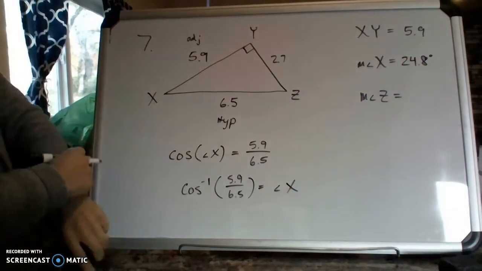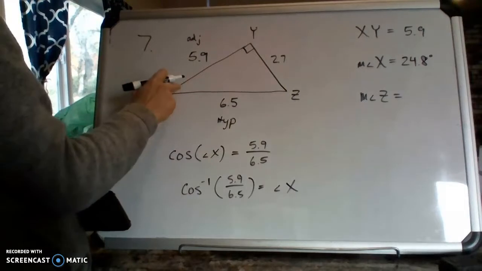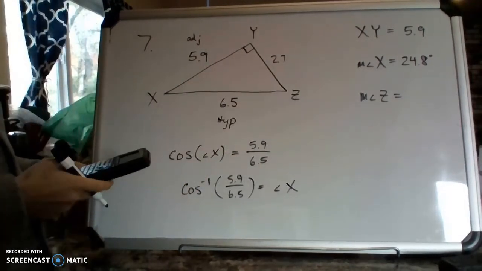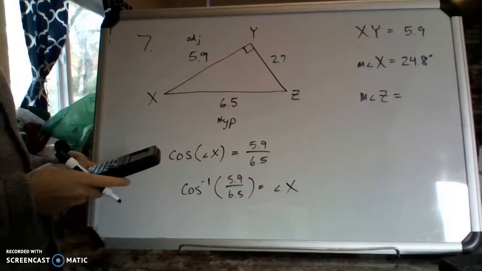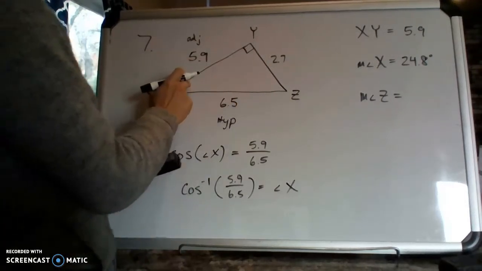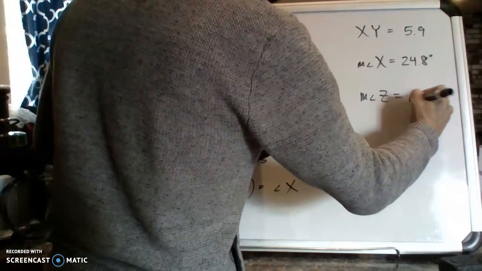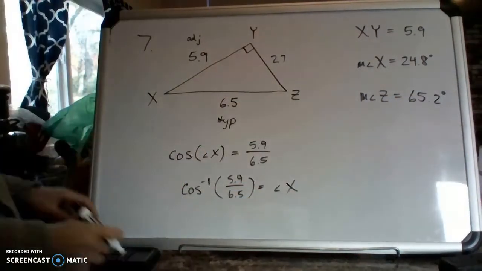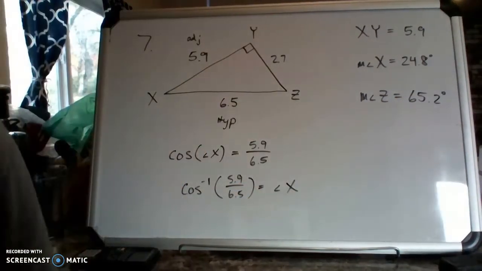Remember, once you solve for one of the angles in the triangle, one of the acute angles in the triangle, the other one can just be solved using the 180 degree relationship. So 180 minus the 90 minus the 24.8 will give us angle Z, and that comes out to be 65.2 degrees. Let's move on to the last question in this section.